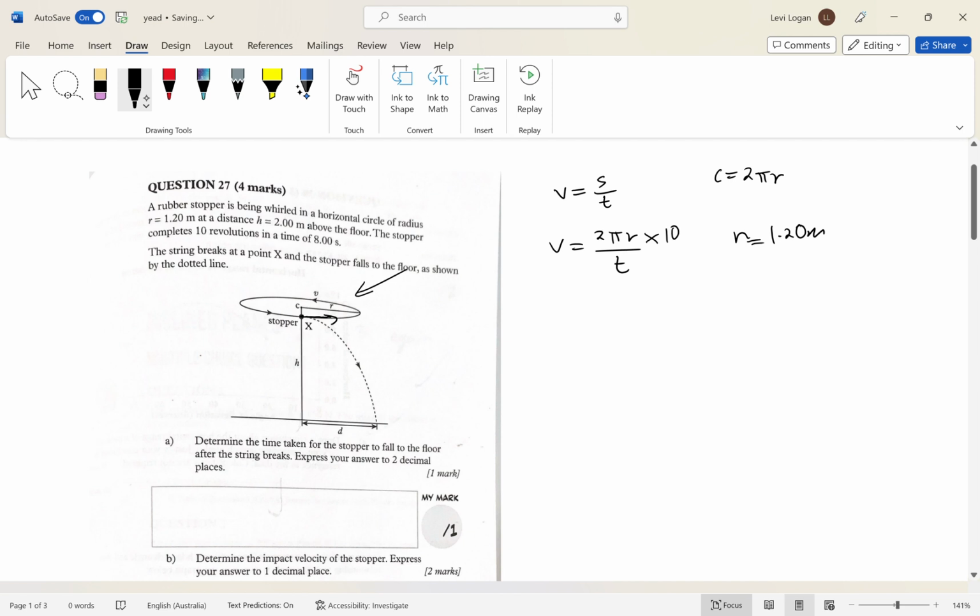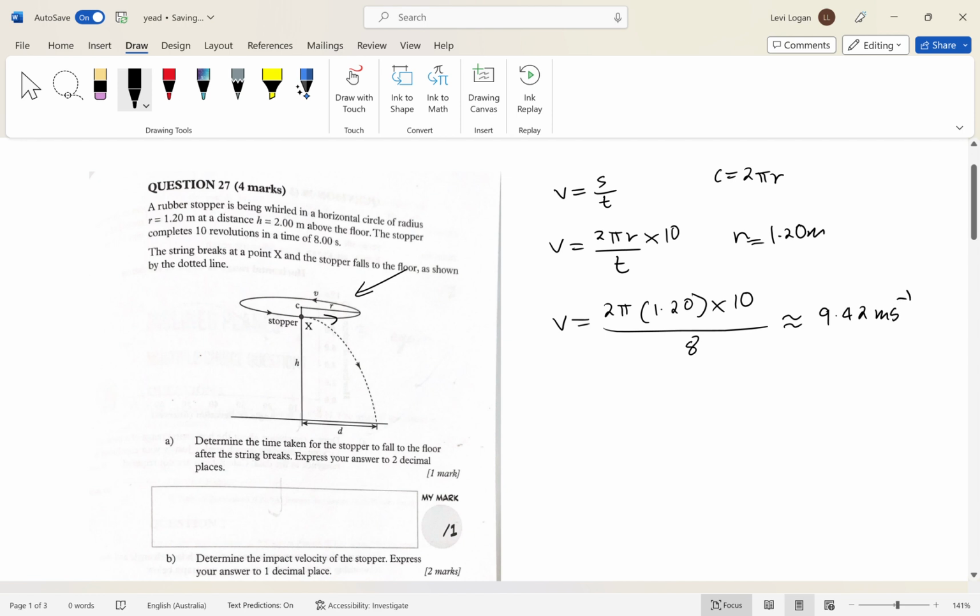So to work out our velocity, we just need to plug in. Velocity is 2 pi r, where r is the radius, which is 1.2 meters. I'm just going to leave the units off for now. It completes 10 revolutions in 8 seconds, so if you just put 8 as the t without the 10, you'd get that wrong, because it's going around here 10 times in 8 seconds. So that's why we need to do the distance times 10, and the time is 8 seconds. Plugging that into your calculator, you'll get a velocity of approximately 9.42 meters per second.